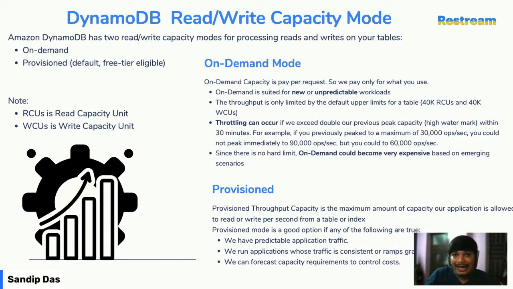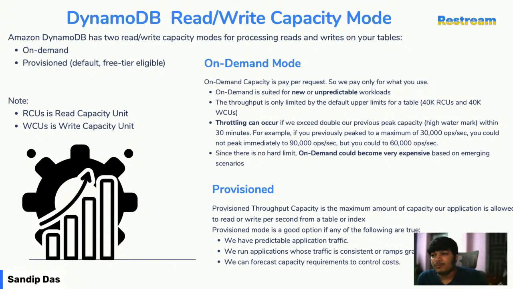If you go more than that, then you will see errors like throttling errors and all that. Okay, so as I'm saying here also, a throttling error can occur if you exceed double your previous peak capacity, the high watermark, within 30 minutes.